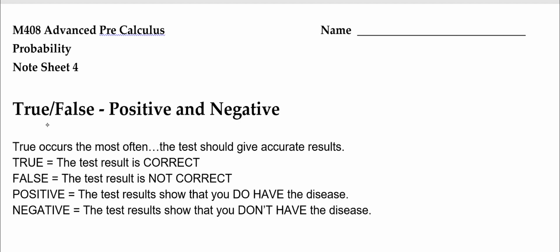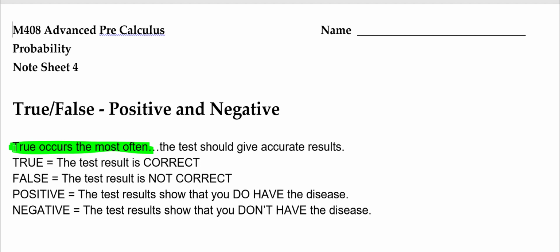Using strep is a good example because true is going to occur the most often. Why does it occur the most often? Because if it didn't, that means the test would not be working. True means the test worked. It's important. It gave you an accurate reading. If it was false, that means it would give you an inaccurate reading.